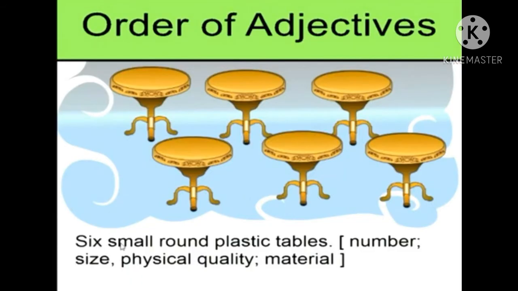We shall see that with an example. See here, 6 small round plastic tables. Following the order, we are describing the tables there. First number, then size, physical quality, and at the end we are using the material with which the tables are made. We are following the order of adjectives for describing the tables in the picture.